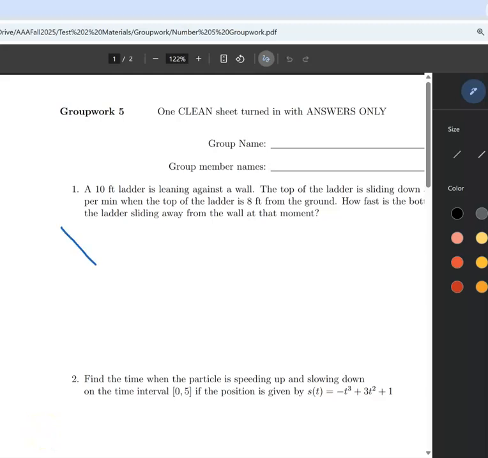All right, here we go. So we have a 10-foot ladder leaning up against a wall. So we put the 10 into the picture because that's a fixed number. So let's get some arrows going of what's happening.